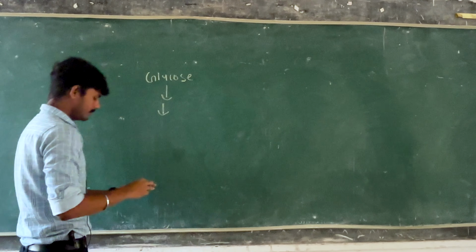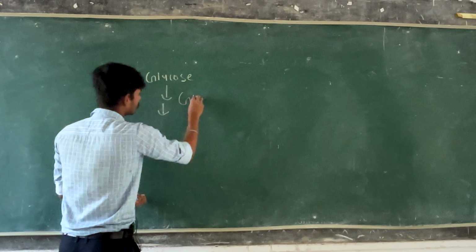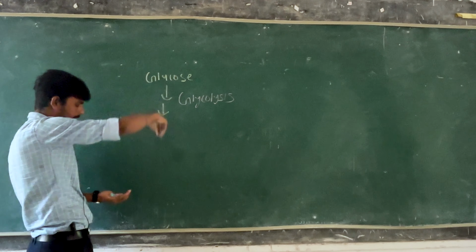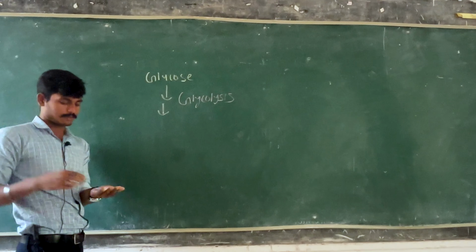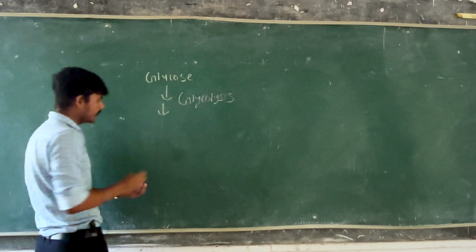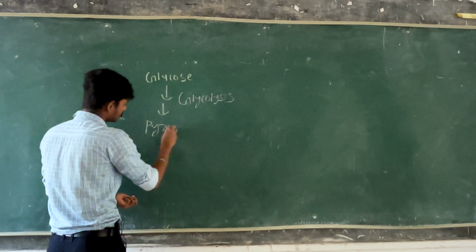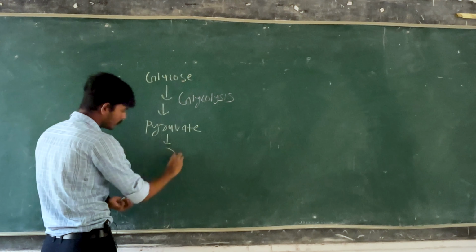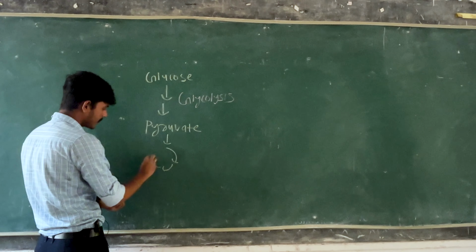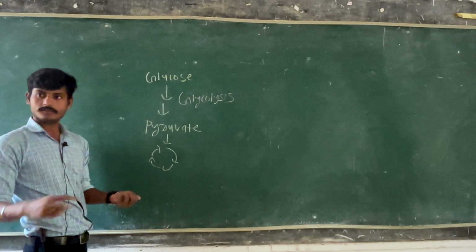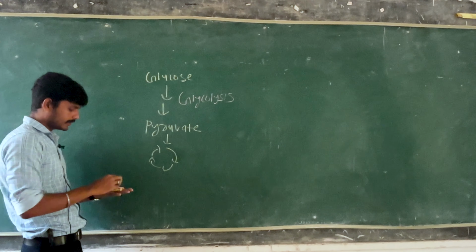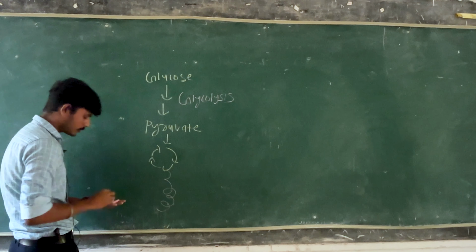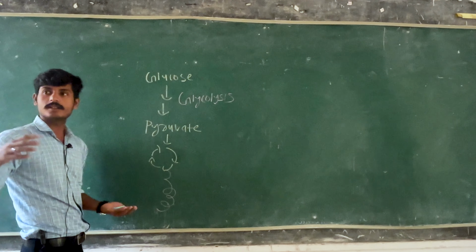Okay. Fine. So when glucose enters the glycolysis cycle, after passing all 10 steps, it changes into pyruvate. Now this pyruvate goes to the Krebs cycle, also called the TCA pathway. And after that, this cycle goes to the ETC, called the electron transport chain.